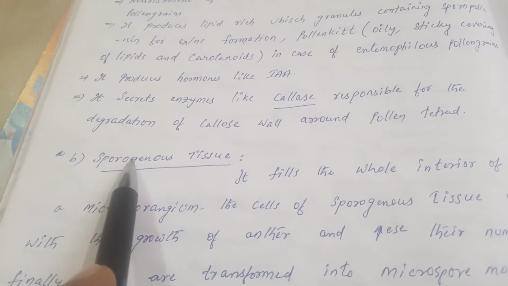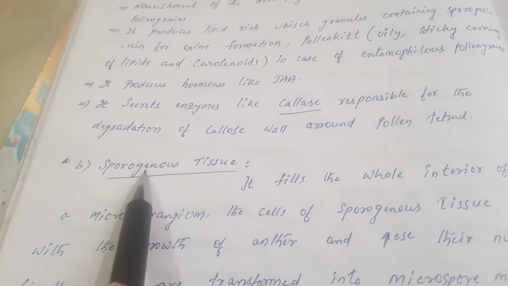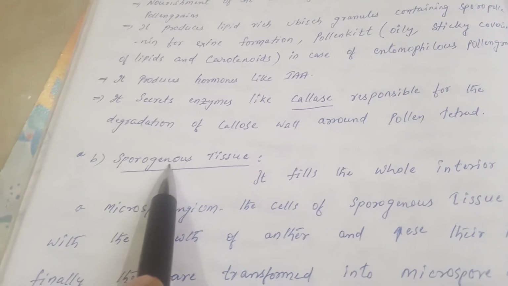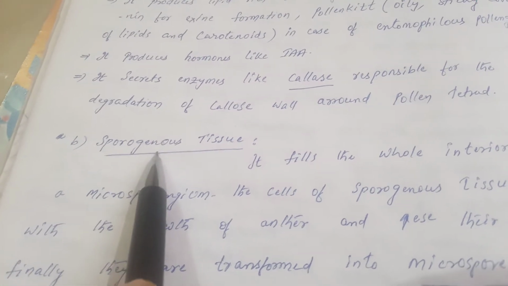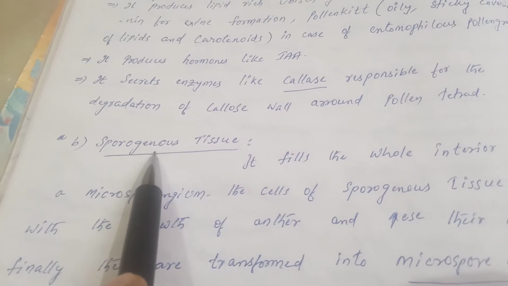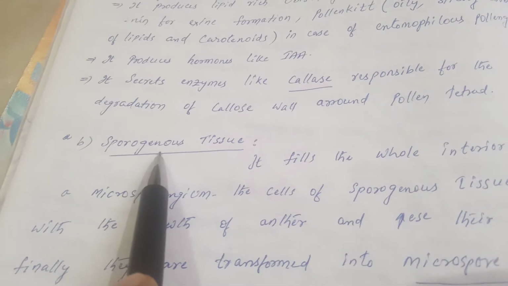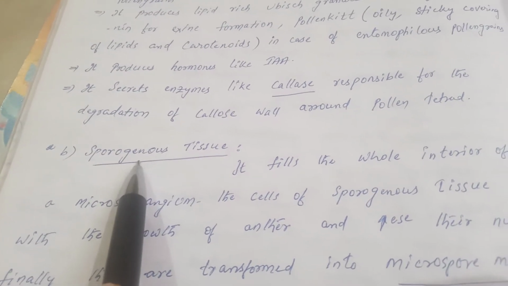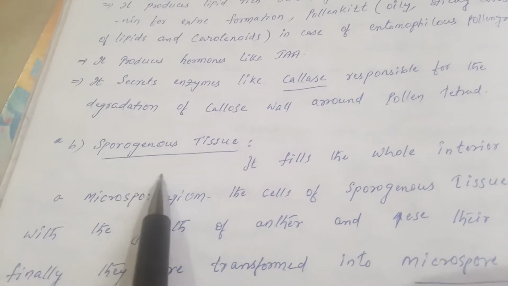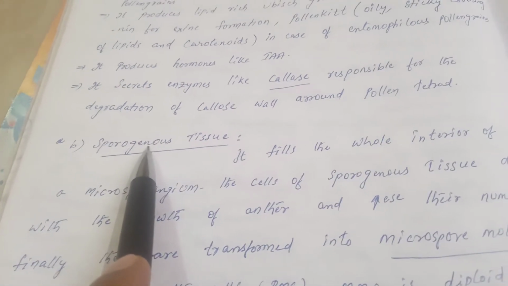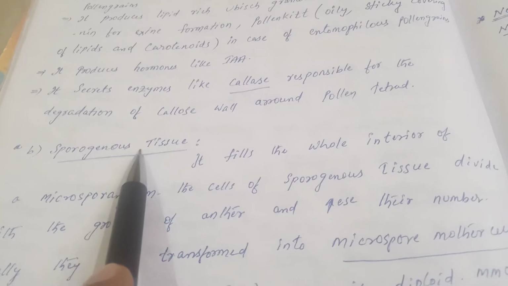आज डिस्कस करेंगे स्पोरोजिनस टिश्यू. So this is the second part of anther. Anther usually has two parts, anther wall and sporogenous tissue. In the last video I already taught the anther wall. So today we will discuss the second part of anther, which is called sporogenous tissue.